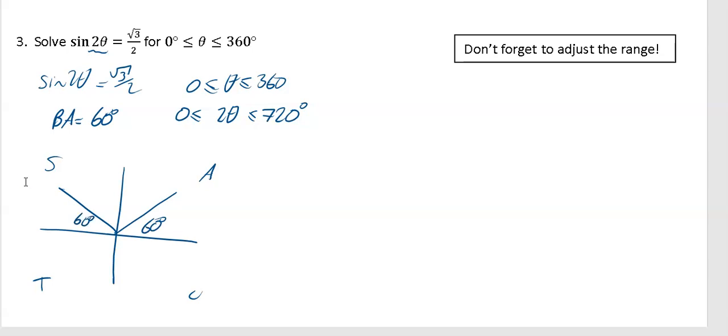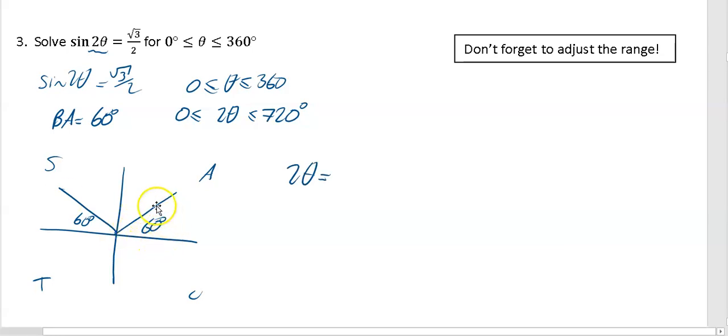So there's 60 and 60. So our angle is now 2 theta. So you're saying 2 theta equals, and we're going to have to go around this one full revolution to get the 360, and then again to get to the 720. So going around the first time, the first angle we get to is just 60 degrees. Okay, start back at your 0.